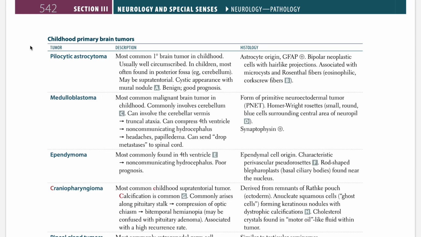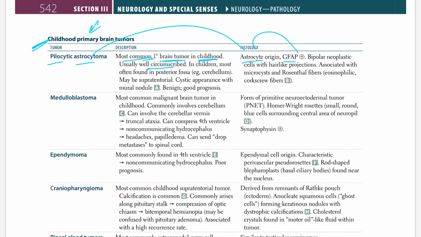Okay, now let's talk about childhood primary brain tumors. These are relatively easy. You just got to remember a couple of facts with each one of them, and you're good to go. So the first one is, again, pilocytic astrocytoma, arising from the astrocyte, as the name suggests. Astrocytes are all going to be GFAP positive. They are the most common primary brain tumor in childhood.